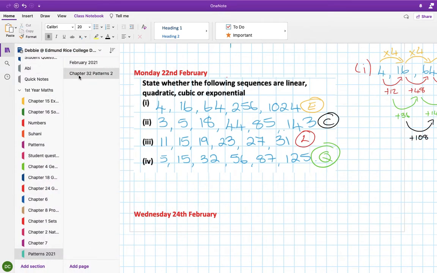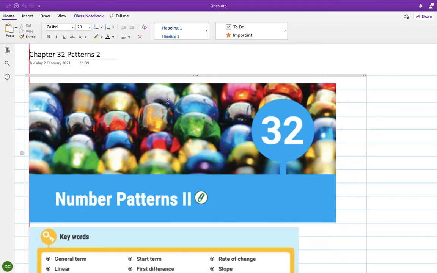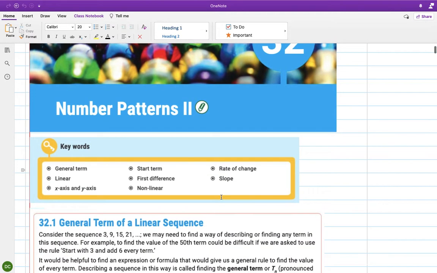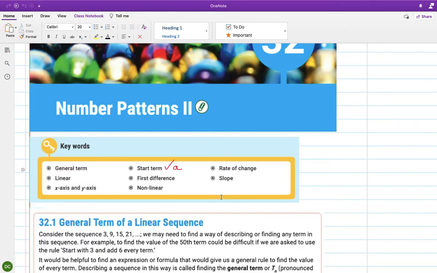Right, so we're moving into the second chapter on patterns, number patterns 2. There's a couple of words in there that you recognize. You should recognize start term. That's A. It's the starting term of the sequence, the first term in the sequence. You should recognize first difference. That's D. So that's when the first difference is common. So that's in a linear sequence.